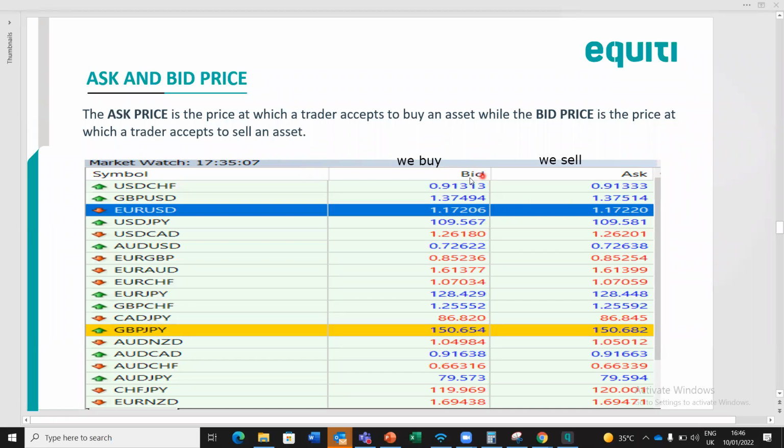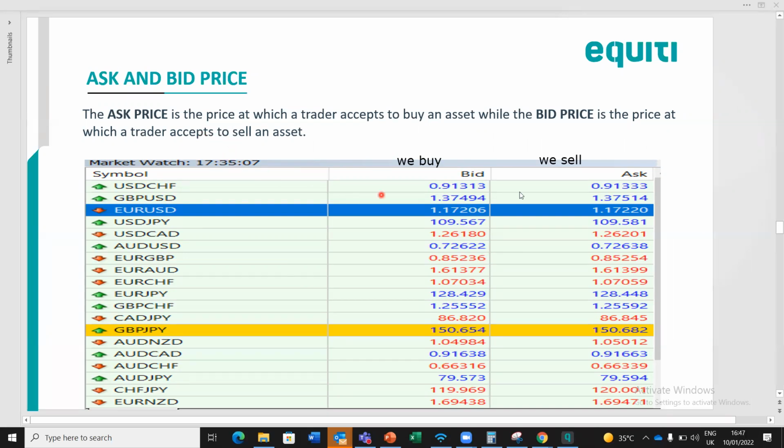The bid price is the price your broker wants to buy any of these securities that are listed here. These securities, USD CHF, Euro USD, GBP USD, AUD USD. The bid price is the price your broker wants to buy these assets from you. So at this bid price, what you, a trader, do is that you sell. That is why we said bid price is the price at which a trader accepts to sell an asset.